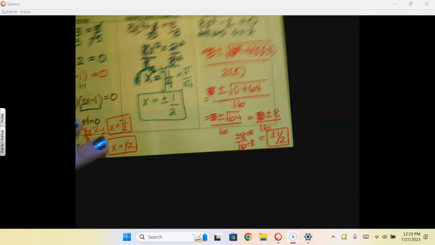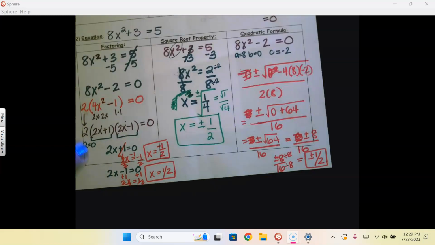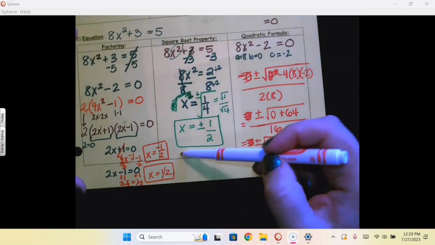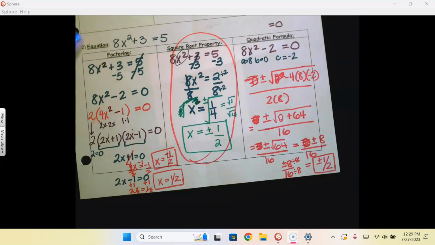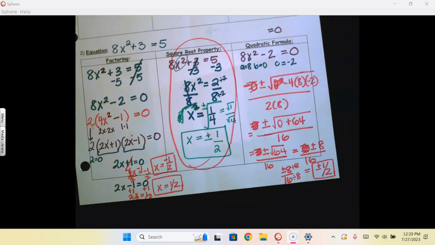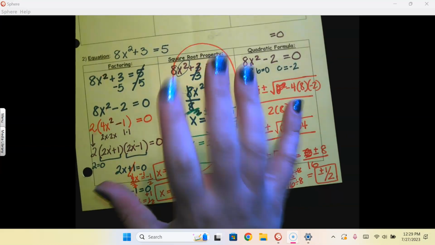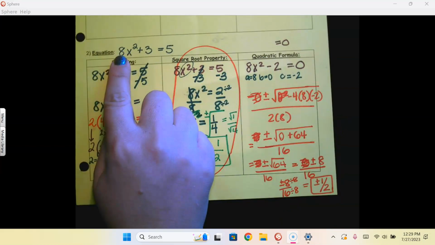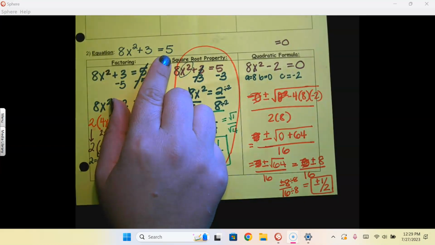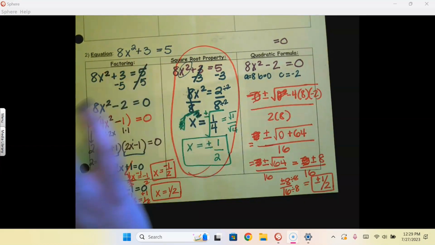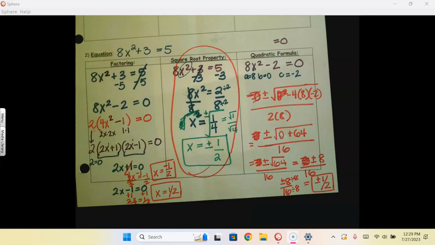Okay, so now up to you. What do you think? If this was on your test, which method would you use? If it were me, that's probably the method I would have used. So again, how would I have known that this is probably the most efficient or quickest method? Well, again, when I look at the problem, I don't see a term that has an x. I don't see a 3x or a 5x. The only x term in the problem is the x squared. So when you see that, that's when I would use the square root property, get the x squared alone.